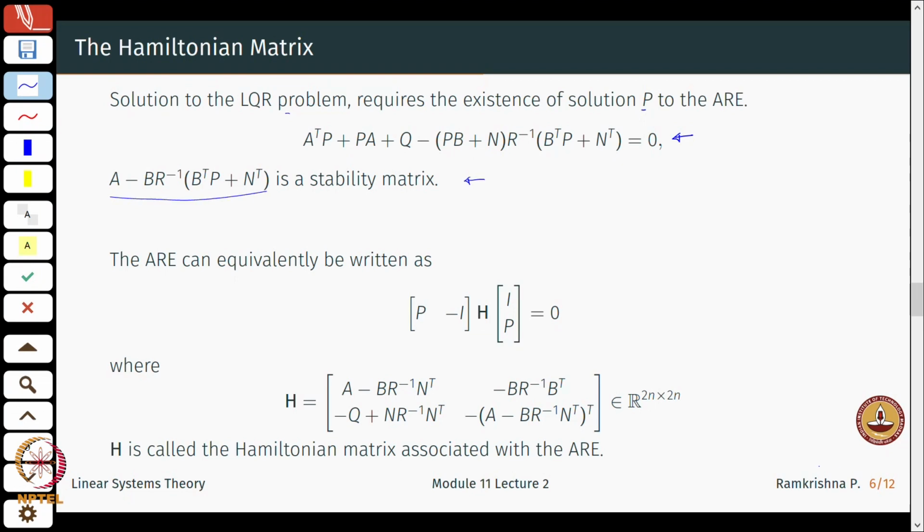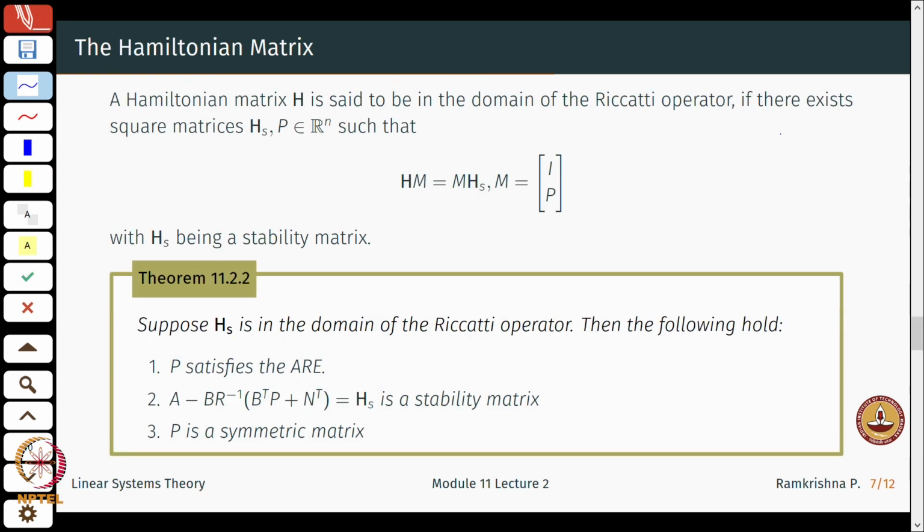Okay. So I just rearrange terms a little bit and say that this ARE, the algebraic Riccati equation, can equivalently be written in this form. So P identity with a negative H and I P, and this H takes this form. So I will skip the details, but you can just derive this for yourself. Okay. So first definition here is that this matrix H is called the Hamiltonian matrix associated with this algebraic Riccati equation. Okay. Now what is the good thing about this?